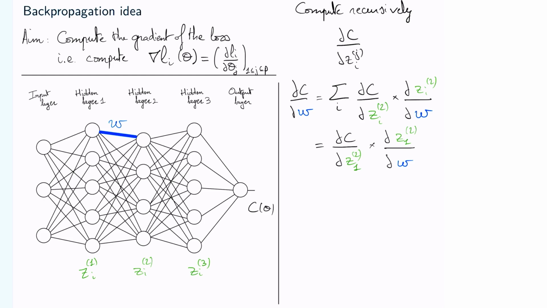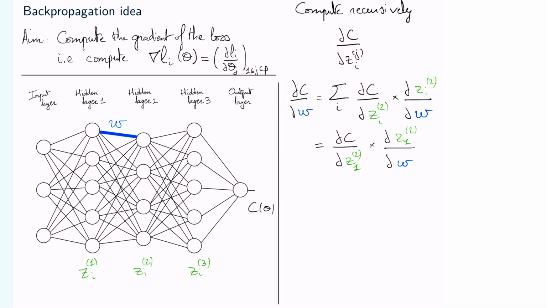We mentioned that the first partial derivative can be computed recursively. The second one is easy to compute directly since it is nothing but the derivative of a linear combination with respect to one parameter of this linear combination. The same reasoning holds for computing the partial derivative with respect to any bias. To conclude the presentation of backpropagation, we just need to explain why the partial derivative of C with respect to Zji can be computed recursively.